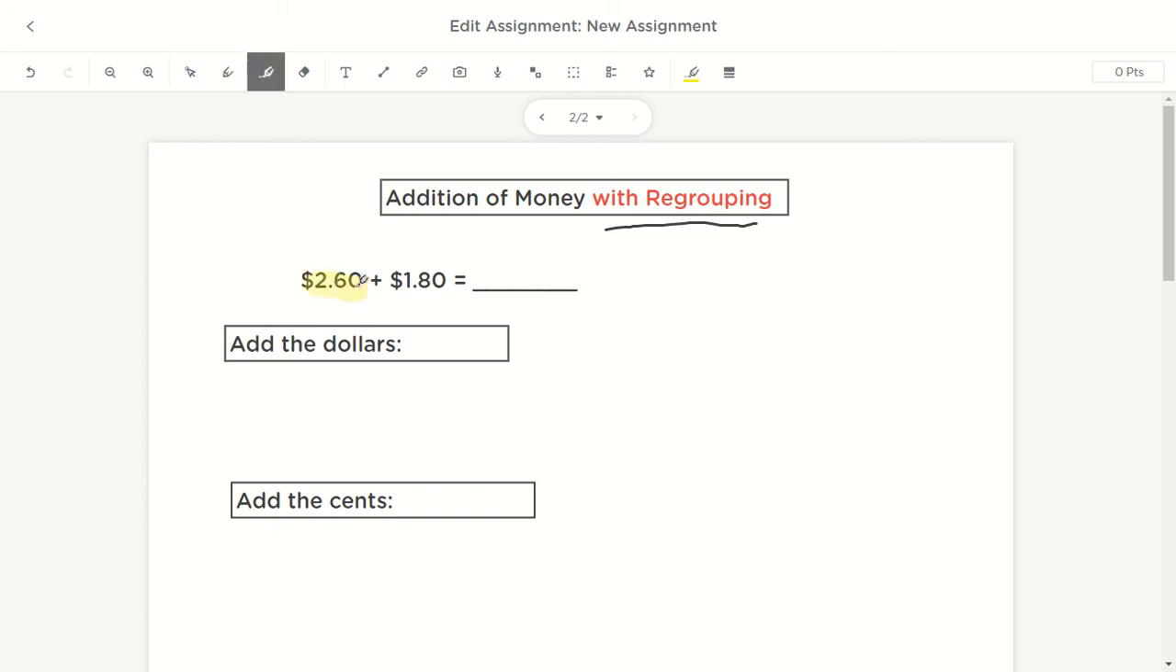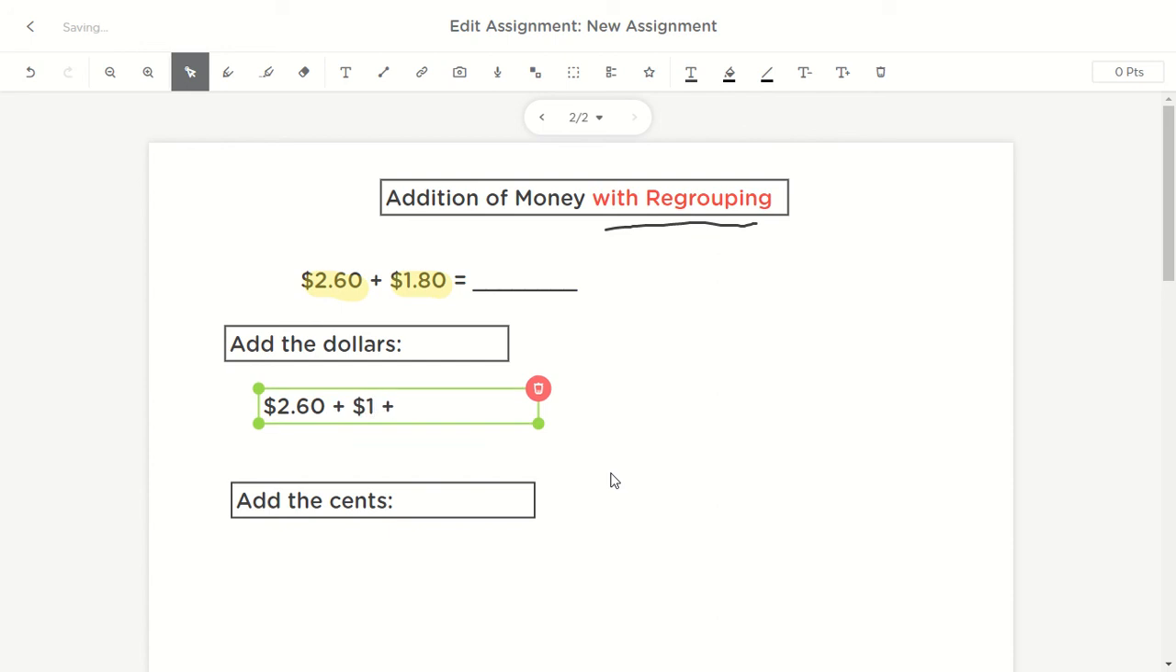I have $2.60 and $1.80. I want to find all together, so I plus. Same thing, add the dollar first. So $2.60, you add $1. Pretty simple. So $2.60 plus $1 give you $3.60. Same thing, like what we said just now. Since I'm adding the dollars, I'll just add the dollars together. I get $3. The 60 cents, I just leave it. I don't touch it.